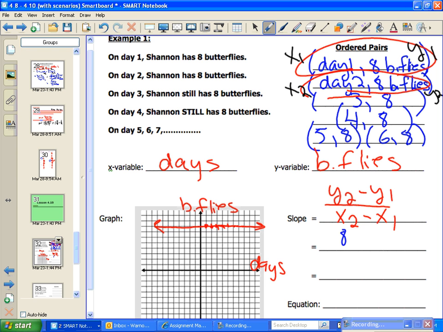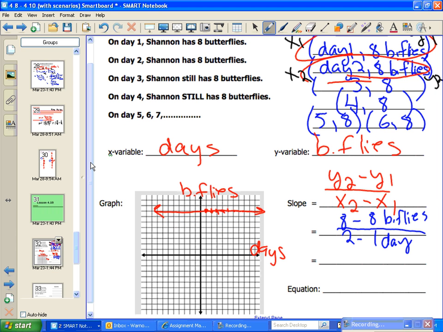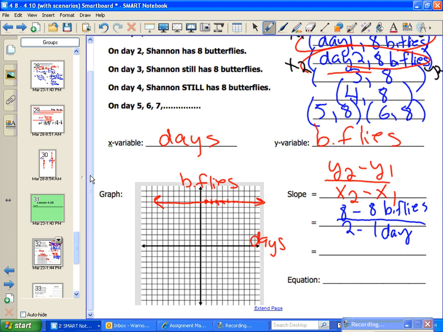8. 8 minus 8 over day 2 minus day 1. Okay, what does that give you, Jenna? What over what? Okay, good. 0 butterflies every 1 day. So what is 0 divided by 1? 0, okay? You guys already knew that the slope was 0. That's mathematically also why the slope is 0.